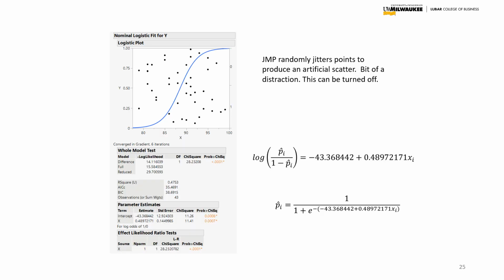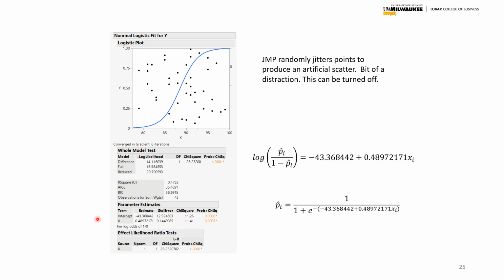And here's the output. Indeed, we see that we get the logistic curve that we were striving to get. JMP will randomly jitter points. These are just artificial points. I'm not exactly sure why JMP does this. It's a bit of a distraction in my mind. You can go to the red arrow option and uncheck the jittering of points.